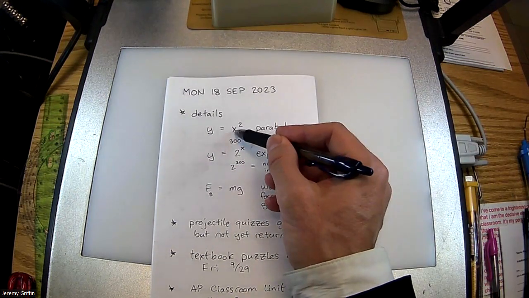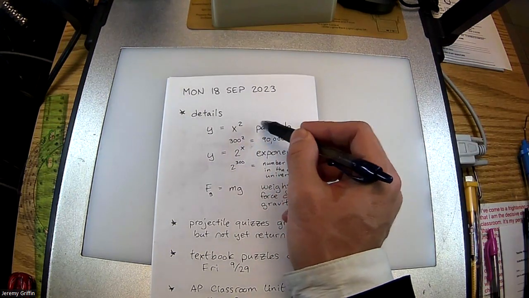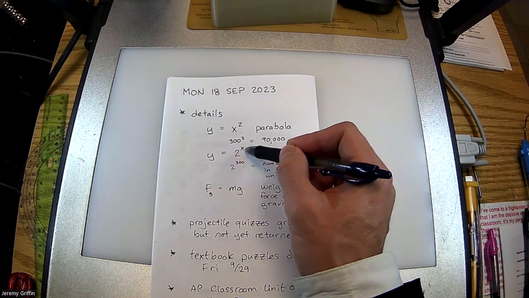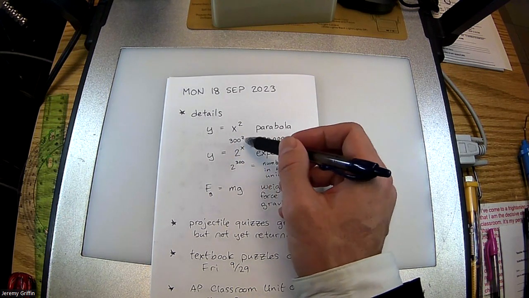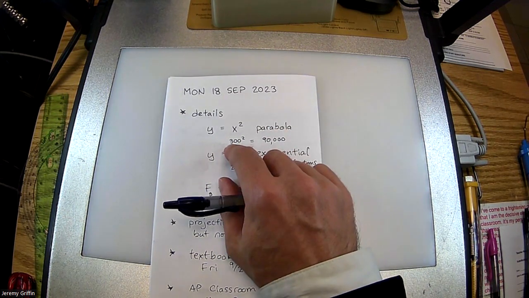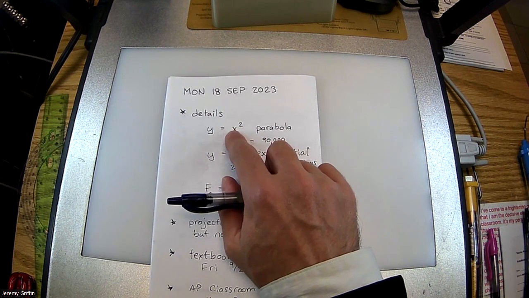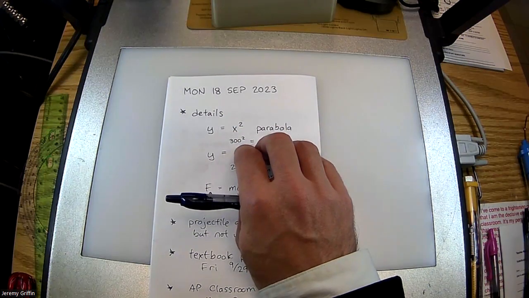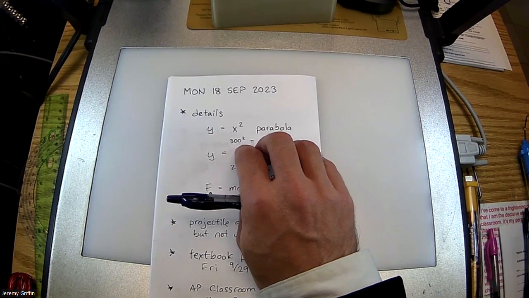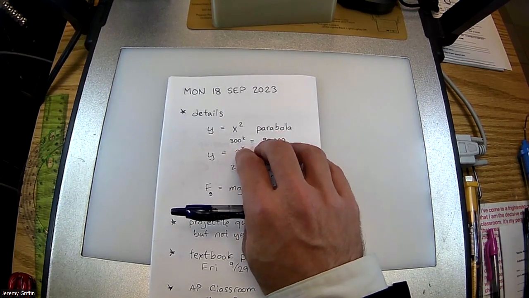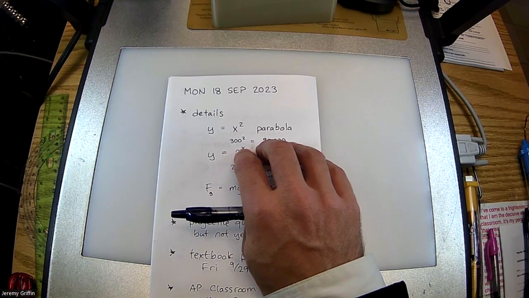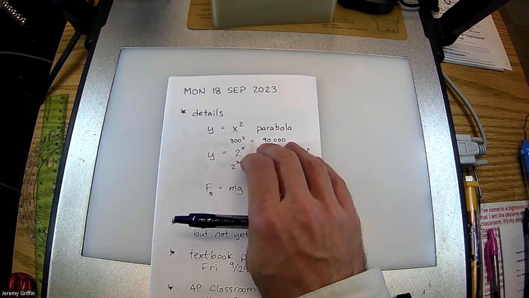If the variable is raised to a power, like x squared, that could be a parabola. Exponential is where the variable is in the exponent itself. So let's throw in a number. Let's say you pick 300. What if x is 300? 300 squared, what's that? It's 90,000. That's a big number. It would have better context with a unit attached. What are we talking about? 90,000 meters, 90,000 newtons, milligrams?